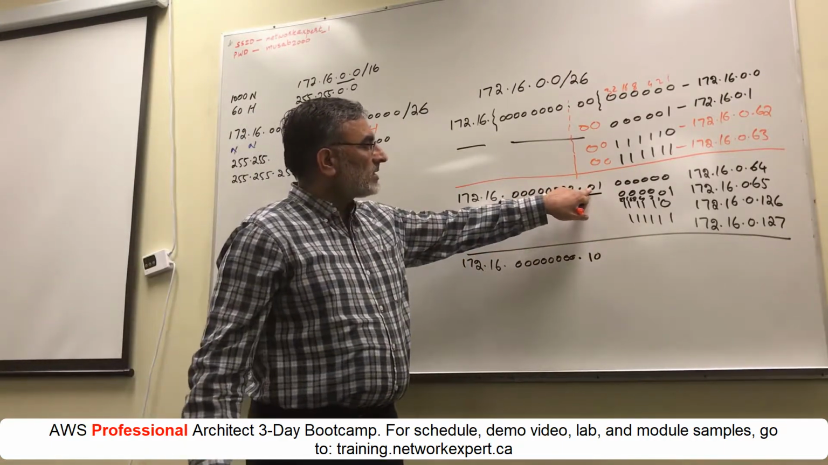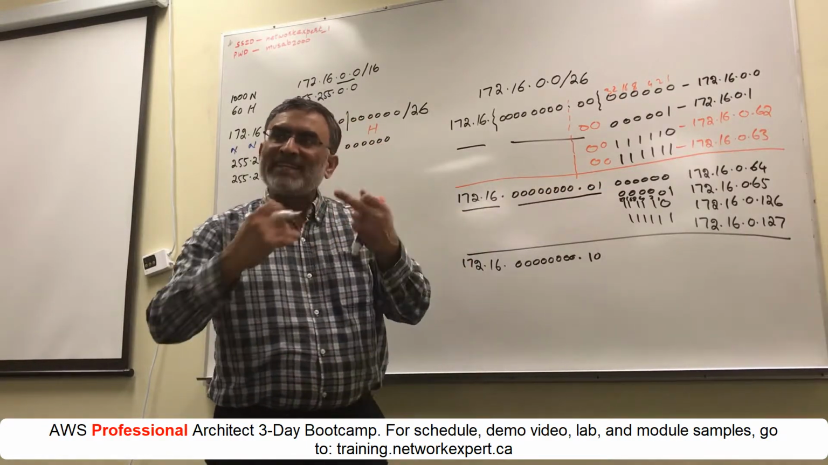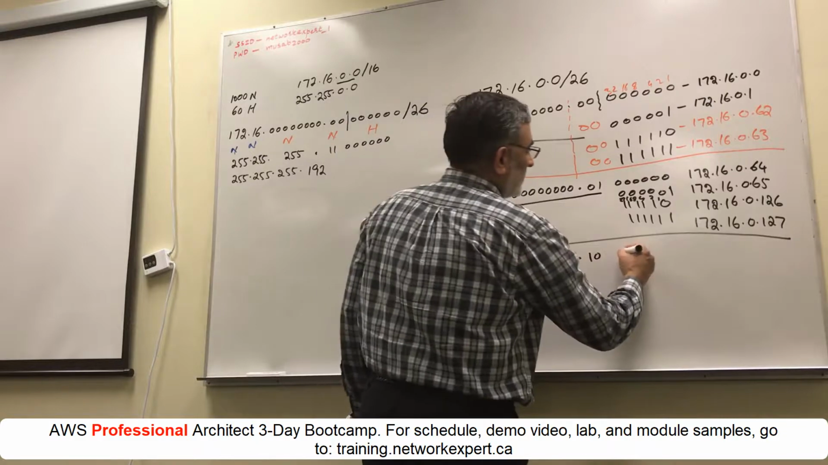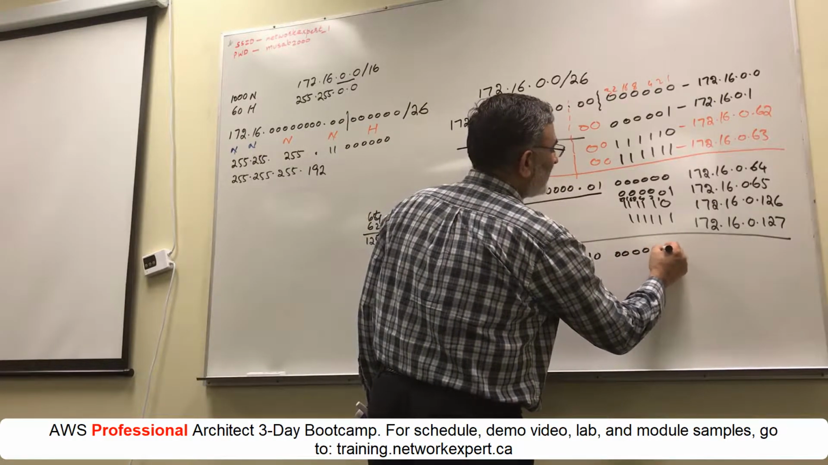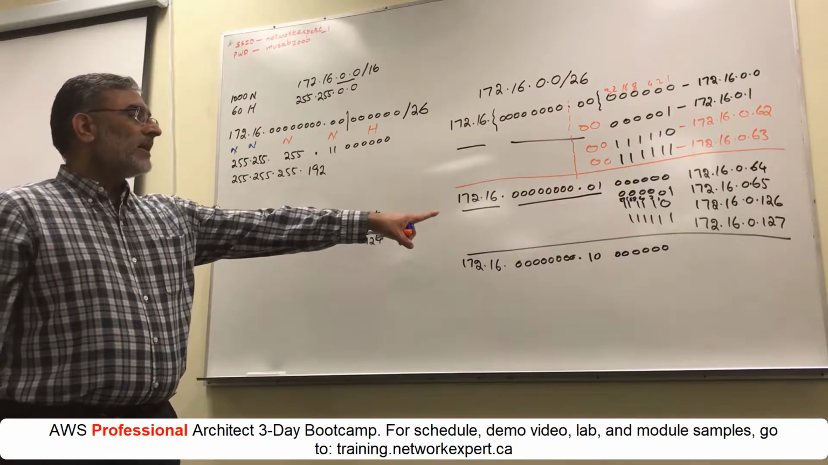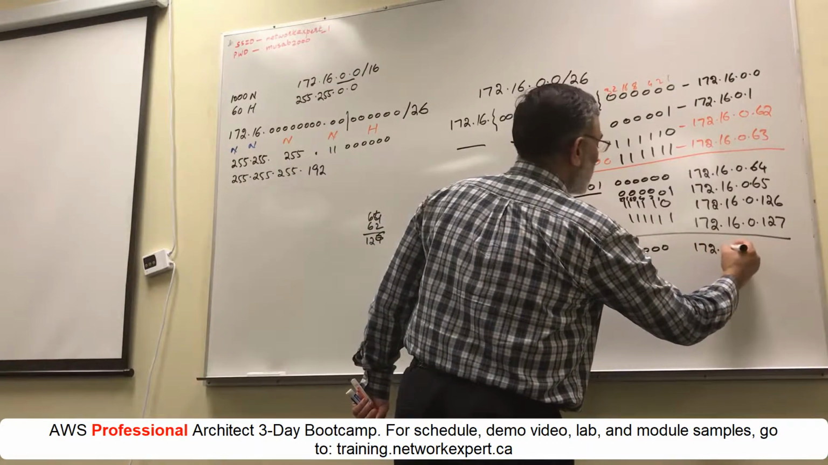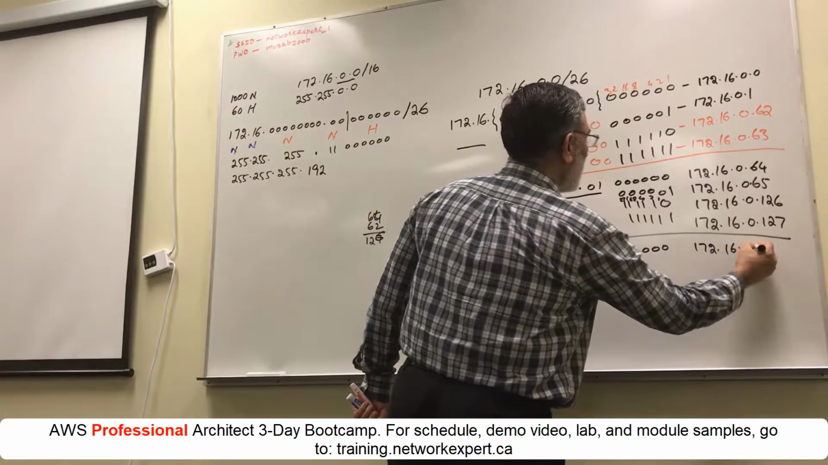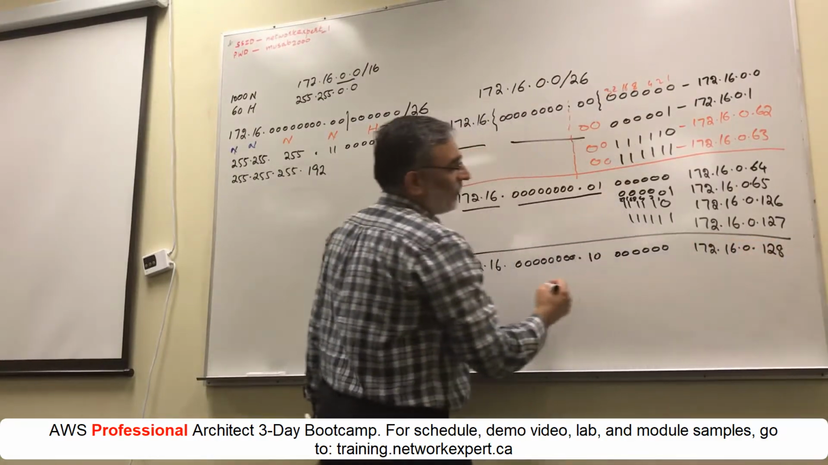Okay, so I have changed 1 bit and I've changed this back to 0 just to keep things in sequence. Okay, so 1 2 3 4 5 6. Okay, so this is my third subnet address. So subnet address will be 172.16.0. This is 128. Okay.